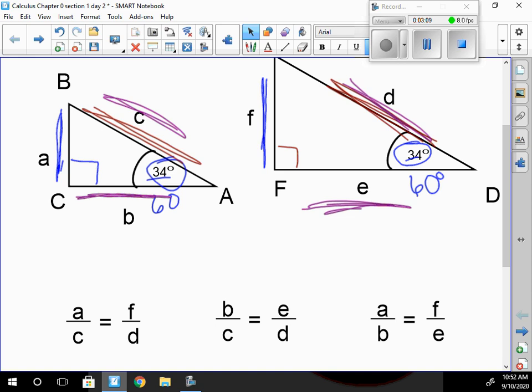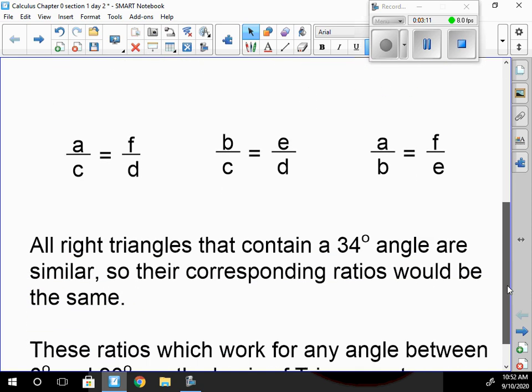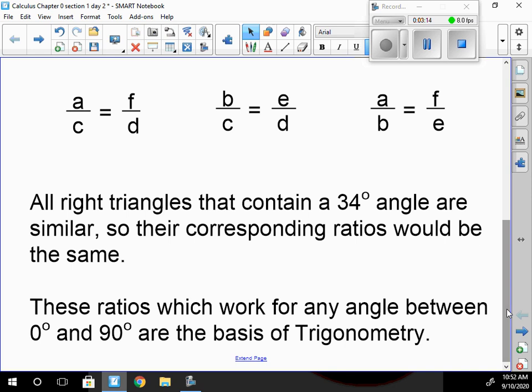Now that's all stuff you learned in geometry. I know that because, again, I was your teacher. All right triangles that contain a 34-degree angle are similar, so their corresponding ratios would be the same. That is always going to be true. These ratios will work for any angle between 0 and 90. That is our basis of all trigonometry. It all comes back to this. So if you understand this, then you know the basis for how trig is going to work for us.